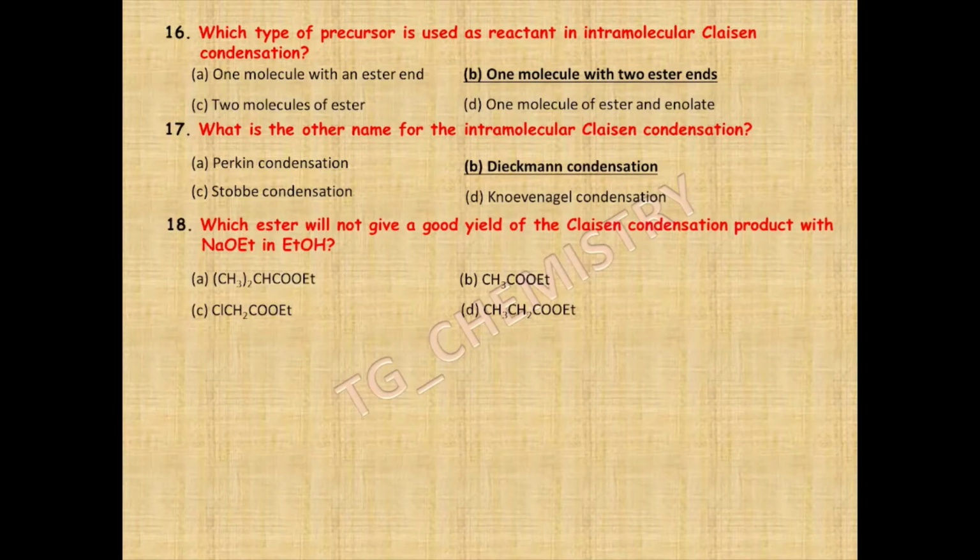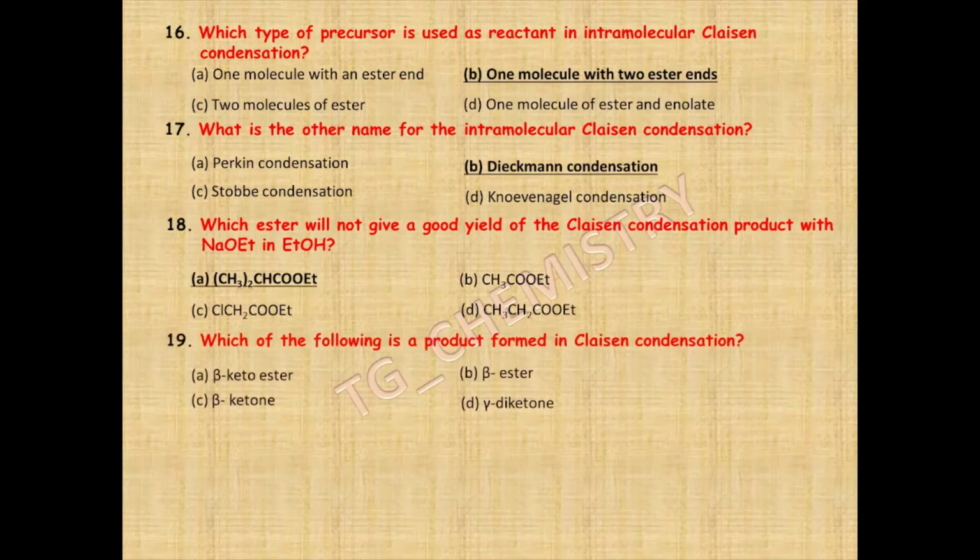Next is, which ester will not give a good yield of Claisen condensation product with sodium ethoxide in ethanol? Now all the four options are esters eventually, and option A should be the right answer here, which will not give a good yield in the Claisen condensation reaction. Which of the following is a product formed in Claisen condensation? Options are beta ketoester, beta ester, beta ketone, gamma diketone. Now the product should be beta ketoester as a product of Claisen condensation. So option A should be the right answer.